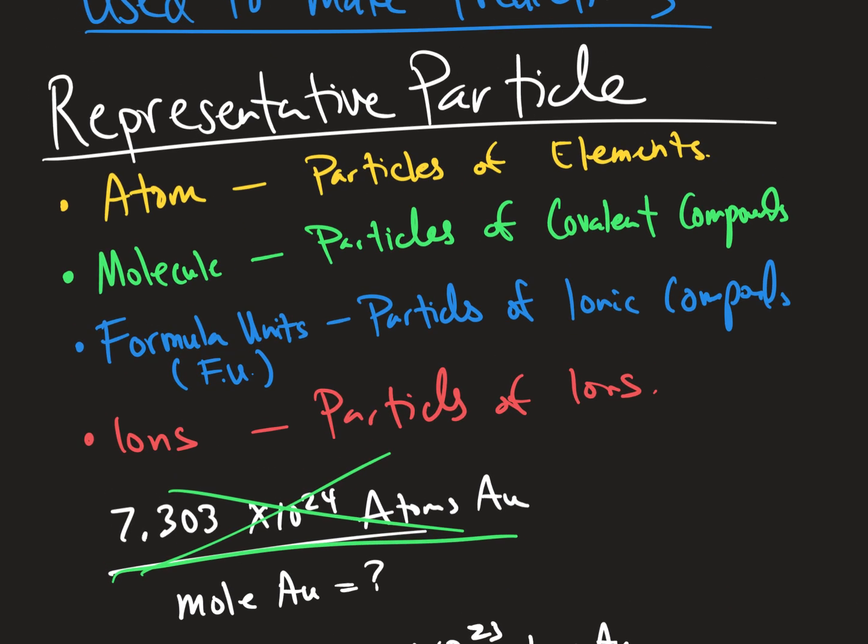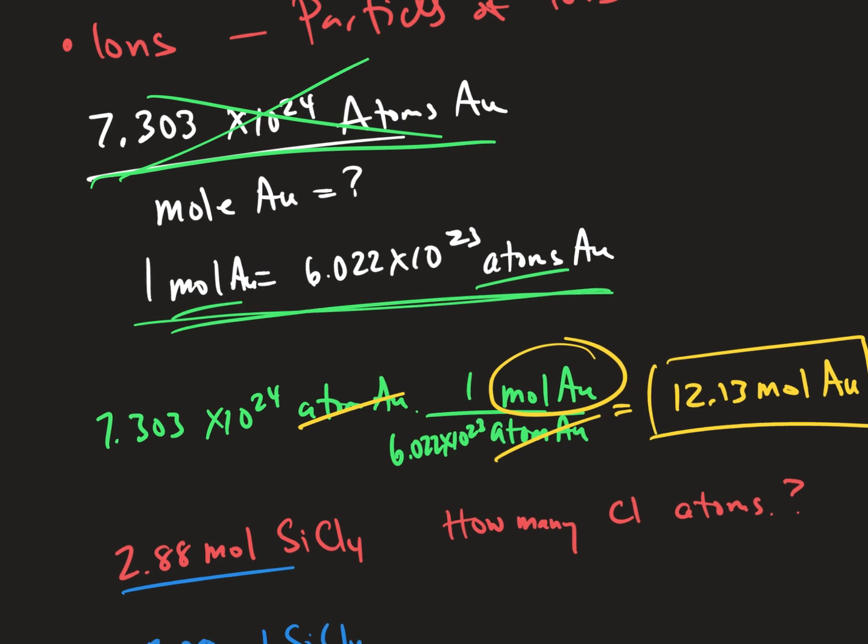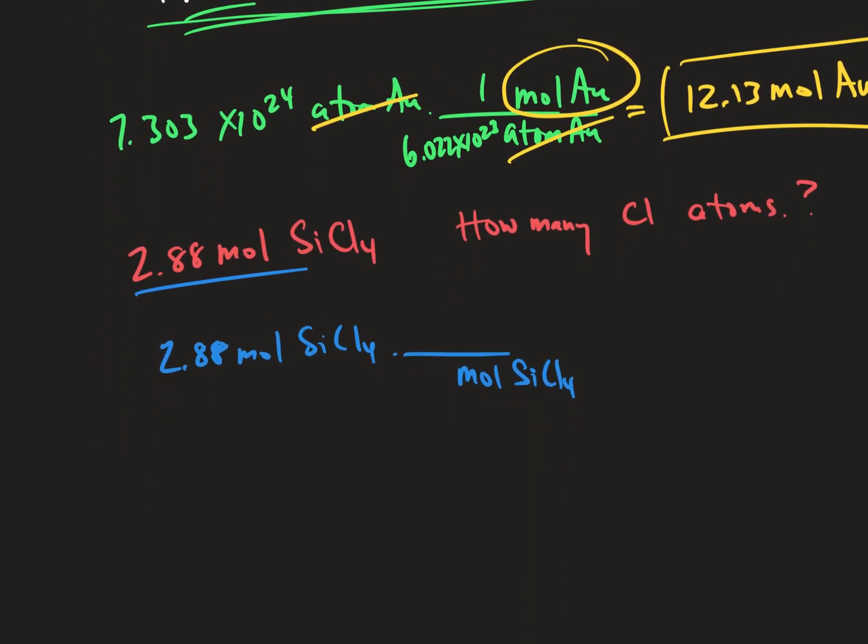What are the particles of silicon tetrachloride called? Silicon tetrachloride is a covalent compound. These are called molecules, or any compound we can call molecule, right? It's not a single element, so we're going to convert to molecules. Don't abbreviate it. Are we good?